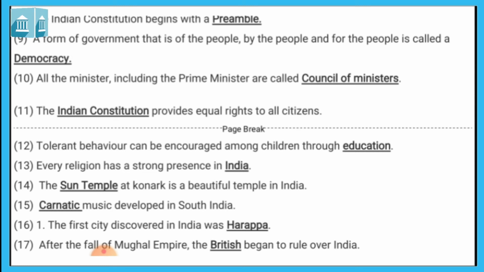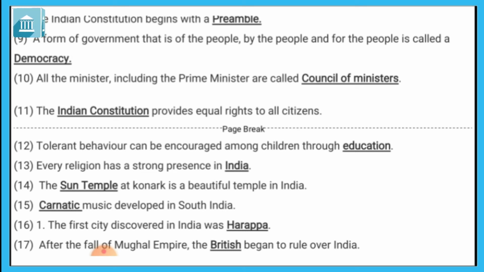10th, all the ministers including the prime minister are called the council of ministers. So council of ministers is a type of group. All the elected ministers, including the prime minister, are in it. This is the name of the council of ministers.